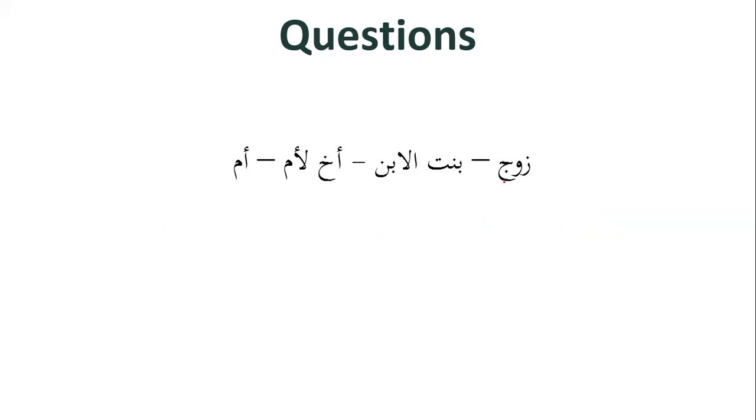In this question, we can see that the Bintul Ibn is present, which falls under Bint. Hence, according to condition number 2, the Zawj will receive a quarter of the inheritance. And we also know for the Akh li Ummin that he will be mahjub.